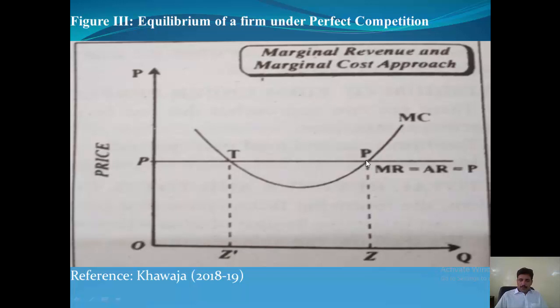In other words, we can say that at point T, the MC cuts MR from above, so it cannot be the equilibrium point. At point P, it cuts the MR from below, so P is the equilibrium point where MC is equal to MR, and the MC cuts MR from below.